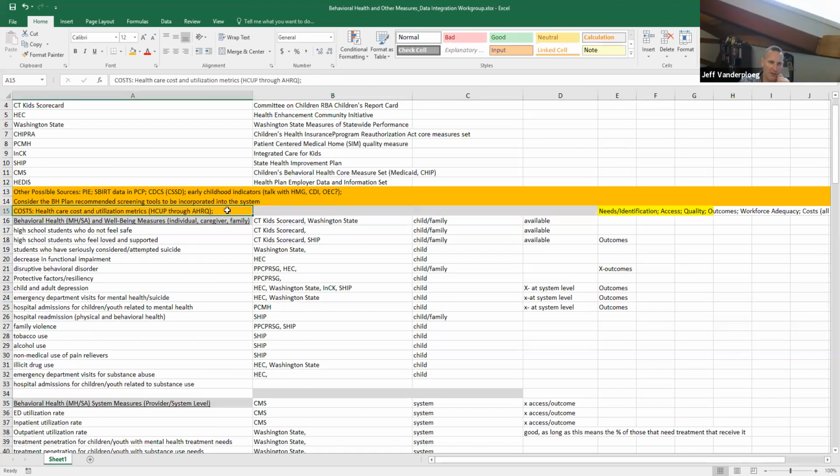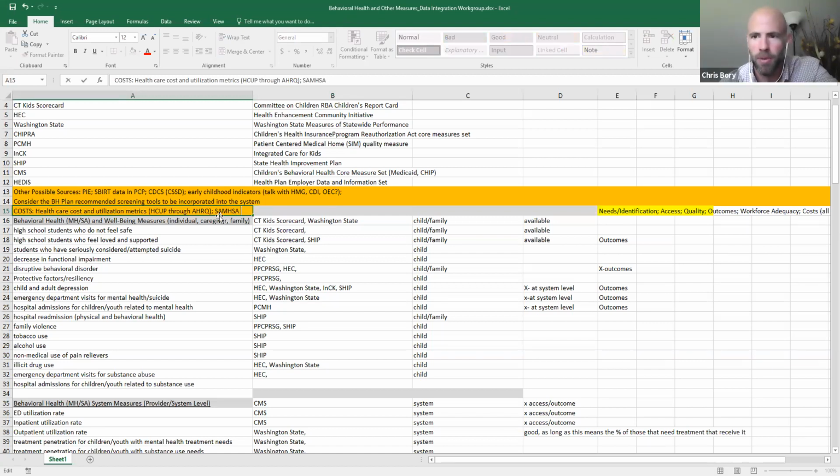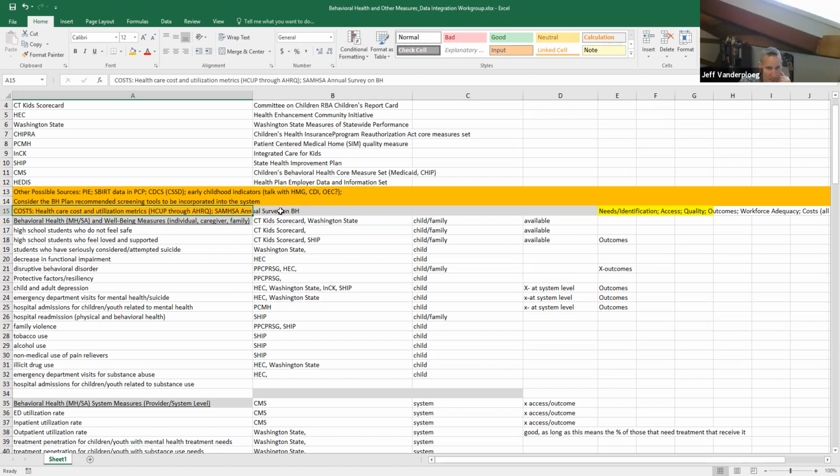Did I get the HCUP through AHRQ? Yep. What was the other? It was a SAMHSA measure. SAMHSA annual survey on behavioral health. I believe they have an annual survey out, and they do have a host of different metrics within that annual survey. Maybe there's something in there that we could also look into to see if there's any other additional metrics that we don't currently capture. Got it. Thank you.